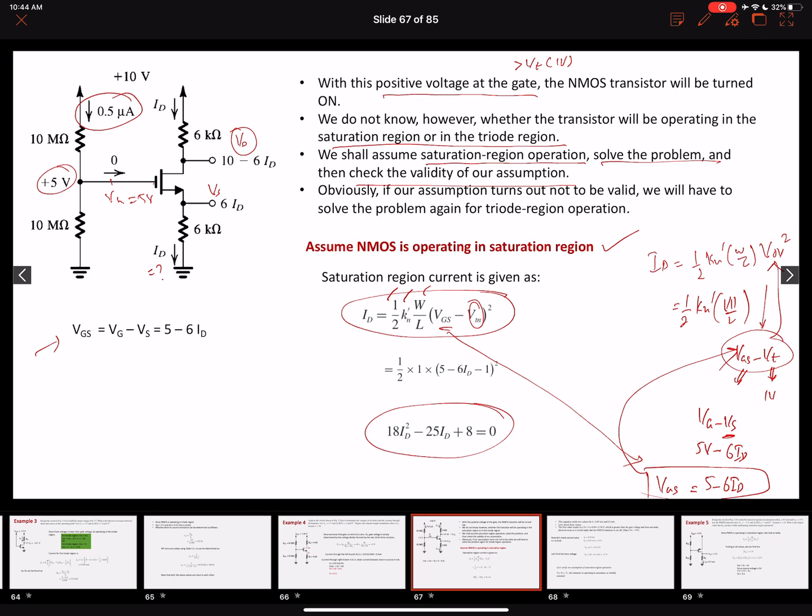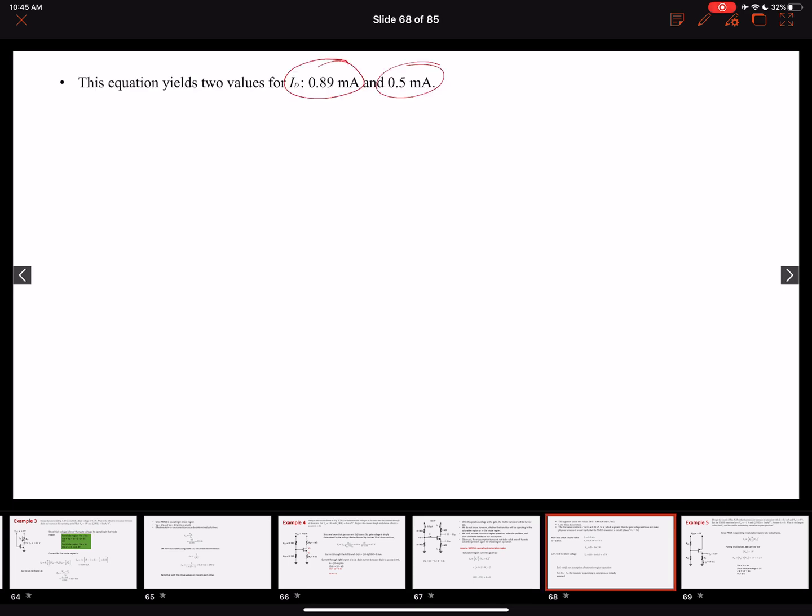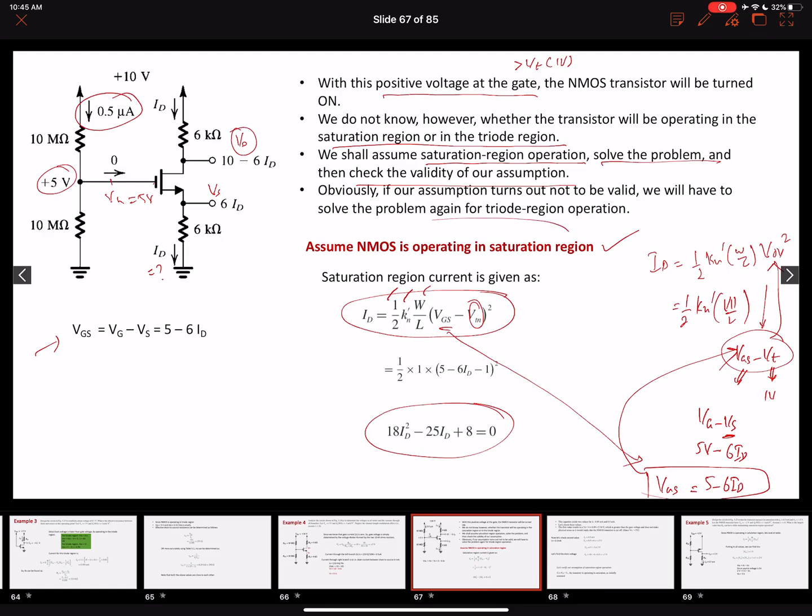And what we want to do is go back and try to validate our assumption. We have to do two things, right? One, we have two roots, and we need to find out which root is correct. And the second thing, we need to find out if any of these roots will make our assumption valid or not. The assumption is that the transistor is operating in the saturation region. Okay, so this is the assumption that we need to validate, right? And we know that in order to validate that assumption, our drain to source voltage should be greater than or equal to the overdrive voltage.